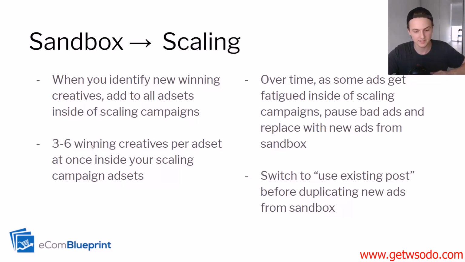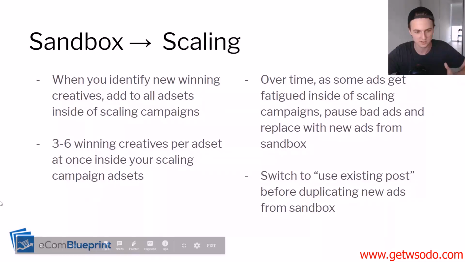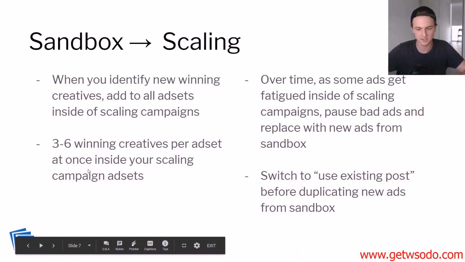Inside of your scaling campaigns, you should have 3 to 6 winning creatives per ad set. Once you're first starting out, you're not going to have this many creatives, but over time, as you keep testing new creatives and finding new winning creatives, you want to add these to your scaling ad set so that you have multiple ads per ad set. Over time, as the ads get fatigued inside of your scaling campaigns, you can pause the bad ads and replace them with new ads from the sandbox, right? With the sandbox campaign structure, you can keep testing new ads without disrupting your scaling campaigns, which are going well. You only take the top creatives from the sandbox and add those to the scaling campaigns. That's the structure with the sandbox campaign and then scaling campaigns.